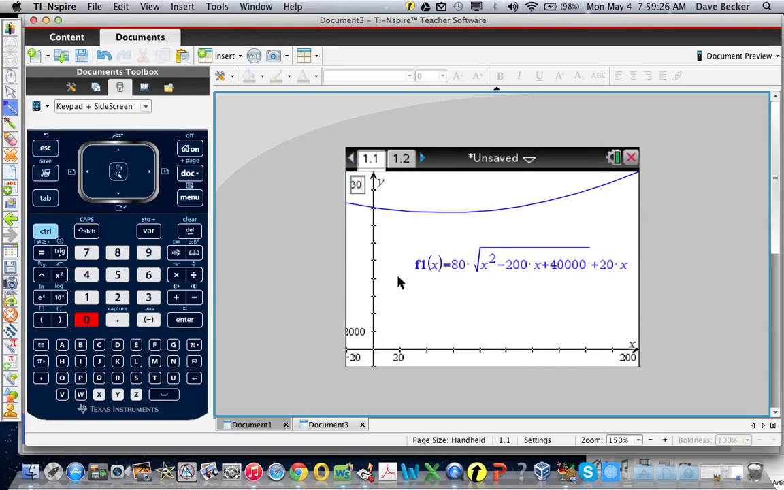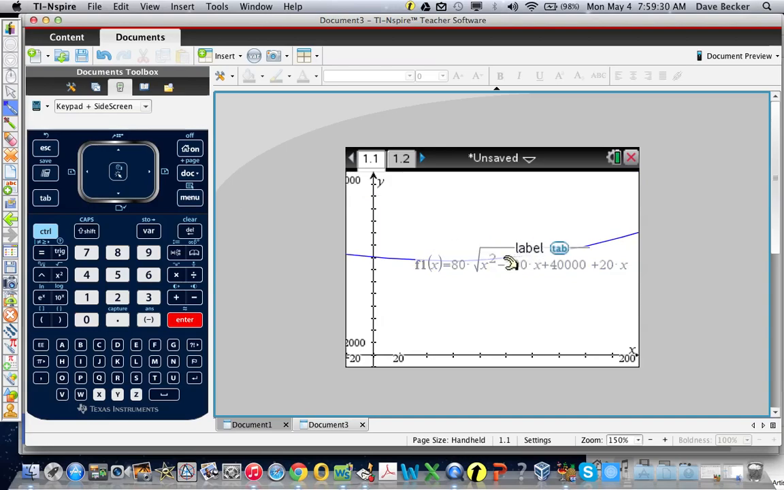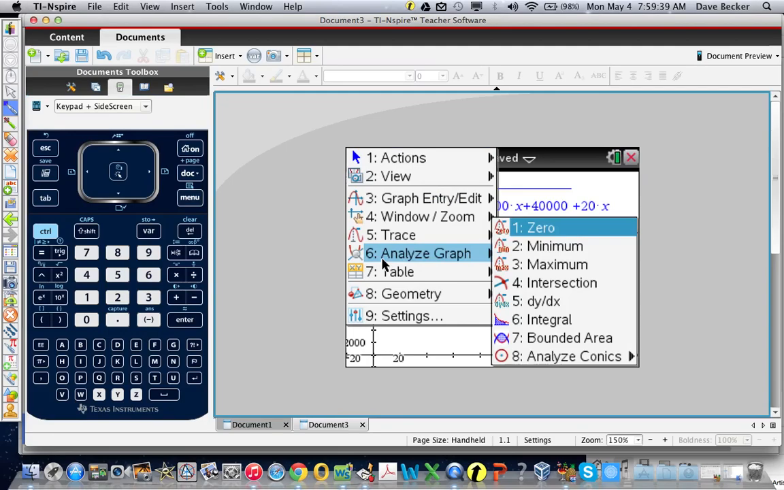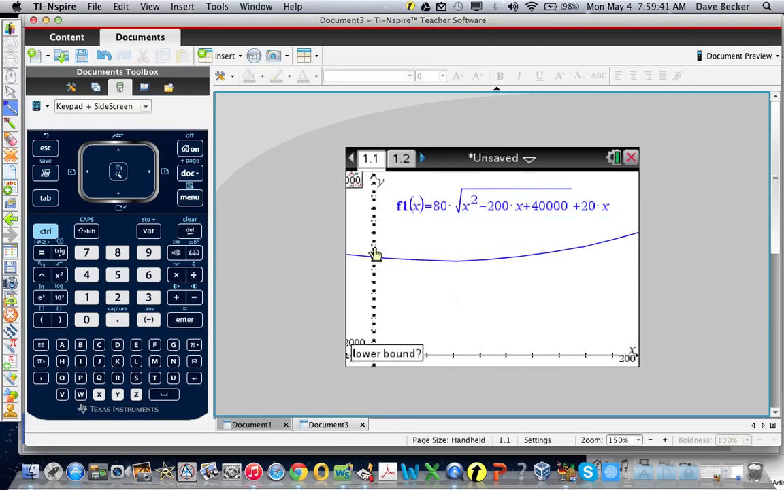I want to see a better picture. I'm going to change that to 30. I double clicked in there. Well, that wasn't all that much better. But anyway, clearly the minimum occurs there. So now all I have to do is Menu, Analyze Graph, Minimum, go to the left of the minimum, go to the right. And we have got ourselves an answer, which is 55.3, seemingly so.